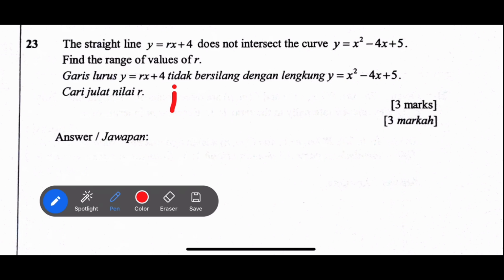The concept is that the two lines do not intersect. The moment you see intersect in additional math, you do simultaneous equations. Substitute 1 into 2: substitute y equals rx plus 4 into y equals x squared minus 4x plus 5. Substitute the easy one into the more complicated one. After you substitute, you will get a quadratic equation.